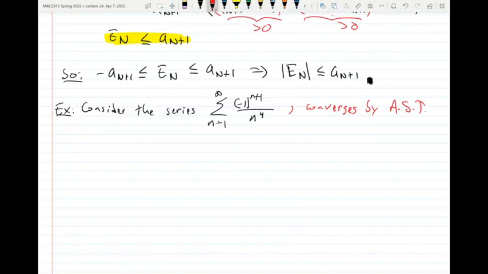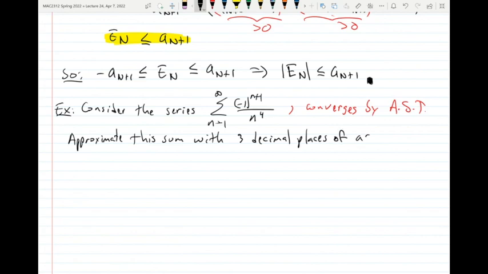So I want you to approximate this sum. Let's try to approximate this sum with 3 decimal places of accuracy. So basically what I want is, I want the error to be less than 0.0001. Okay? That's what it means to have decimal places of accuracy.